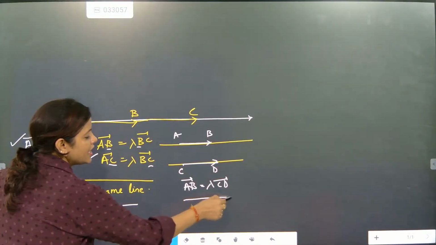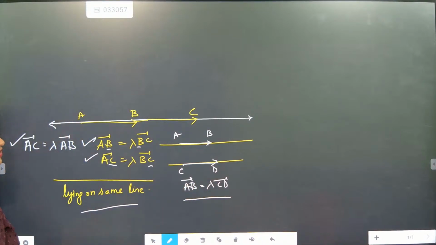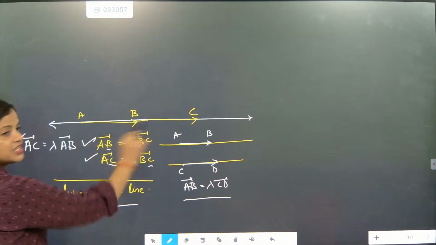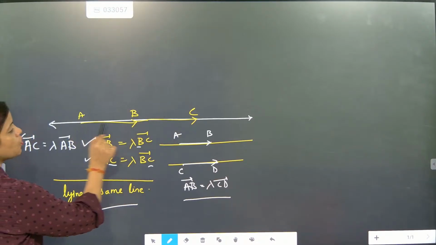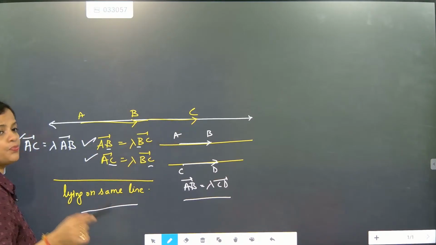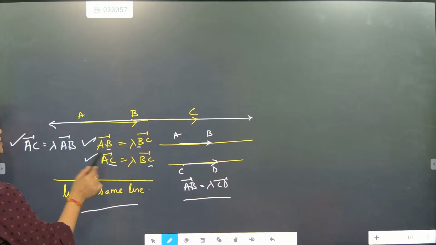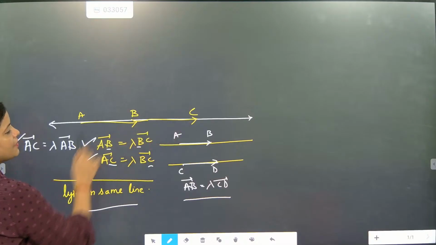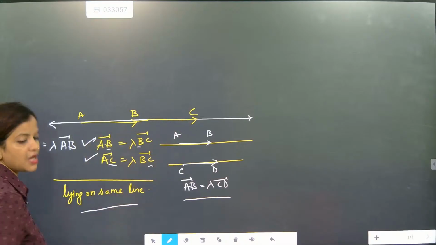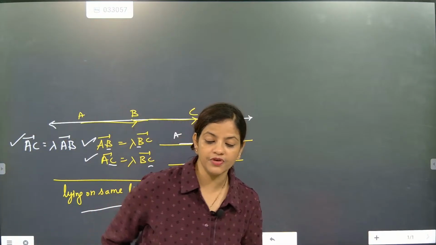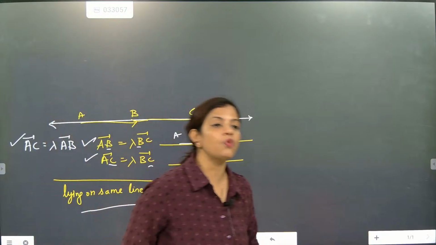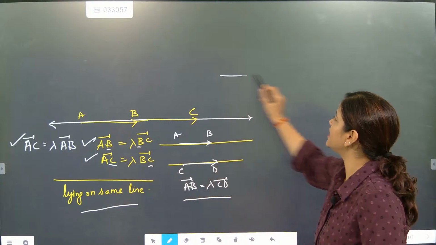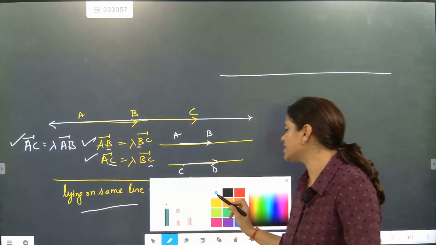So what did we write? AB vector is equal to lambda CD vector. These two lines are giving two vectors. But here one line itself is giving two vectors, and we are asked to prove that they are collinear. How do we prove it? AB vector is equal to lambda BC, AC is equal to lambda AB, AC is equal to lambda BC. These are the ways through which we can prove that vectors are collinear.